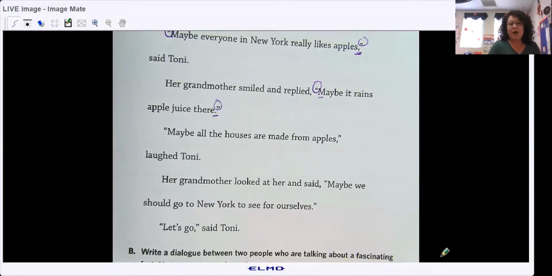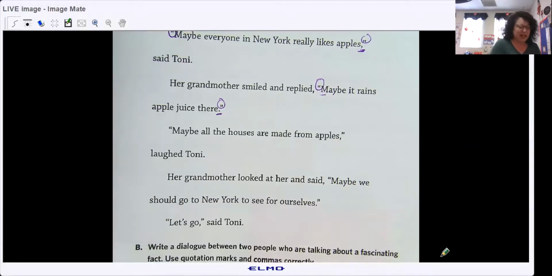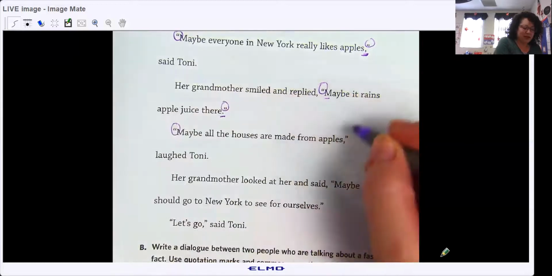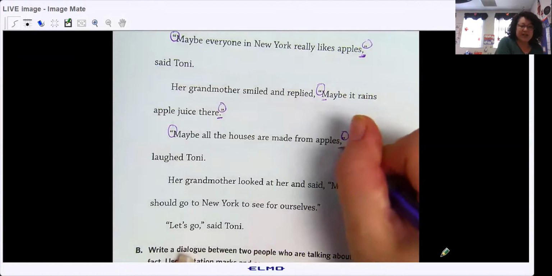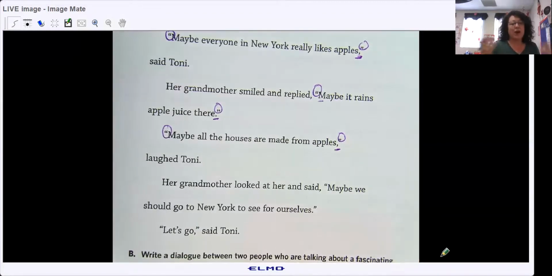"Maybe all the houses are made from apples," laughed Tony. "That would be stinky after a few days." Circle our quotation marks just around the words that they say, and she's just having a statement, so it's a comma. Why isn't it a period? I don't know. That's just the rule.